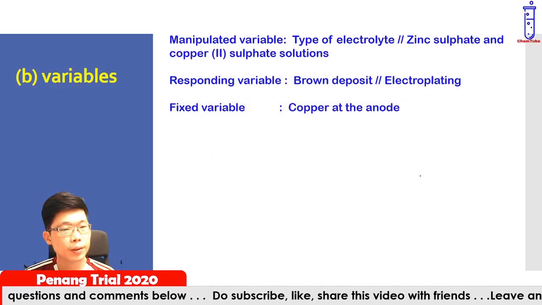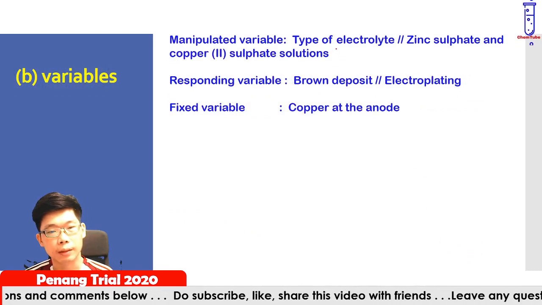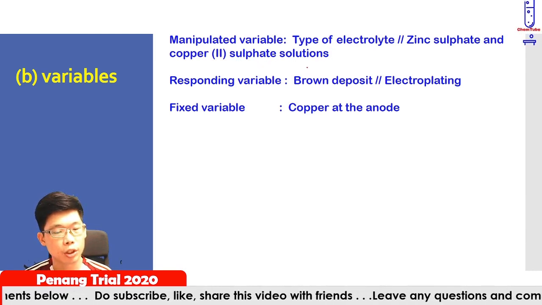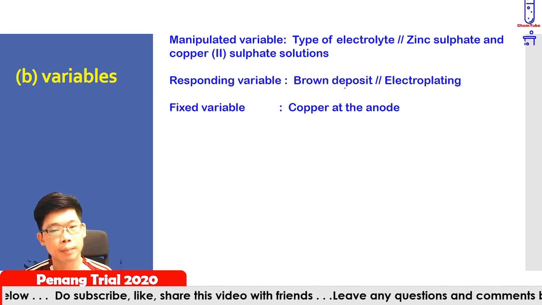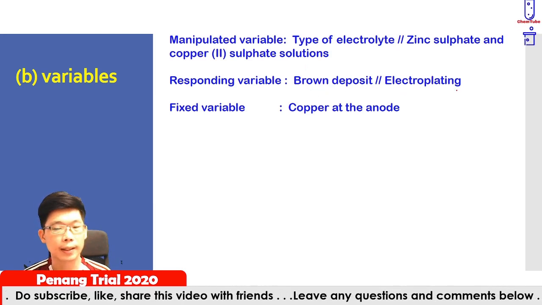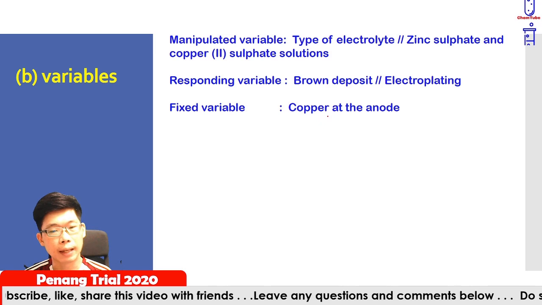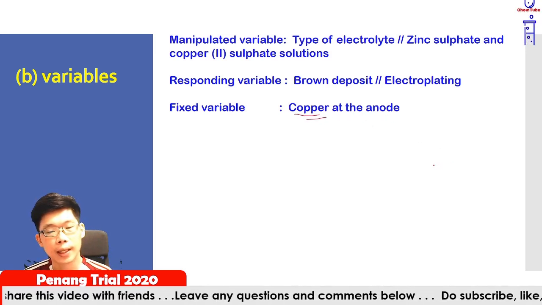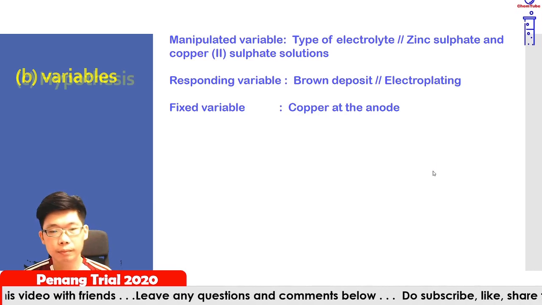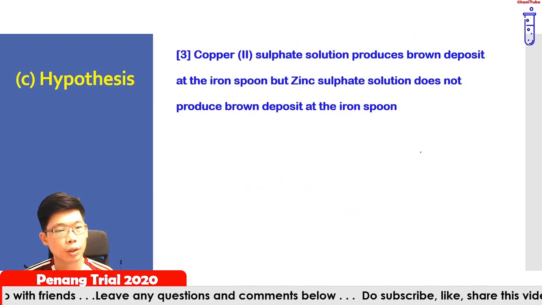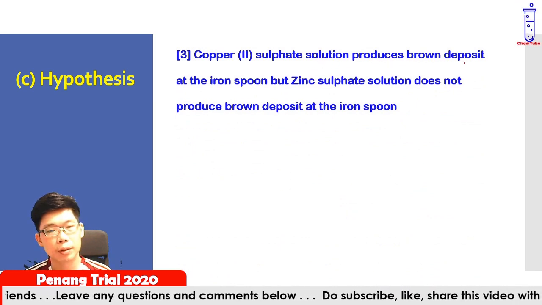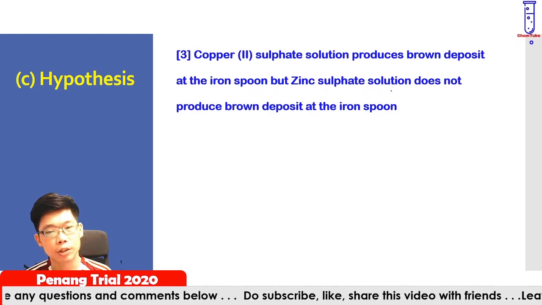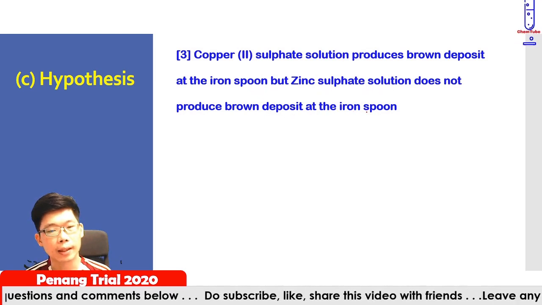For variables, the manipulated variable, we write the type of electrolyte used, zinc sulfate and copper 2 sulfate solution. Responding variable, brown deposit, or whether electroplating takes place or not. Fixed variable, we use copper at the anode, meaning we use copper as the electroplating metal. Hypothesis: copper 2 sulfate solution produces brown deposit on the iron spoon, but zinc sulfate solution does not produce the brown deposit on the iron spoon.